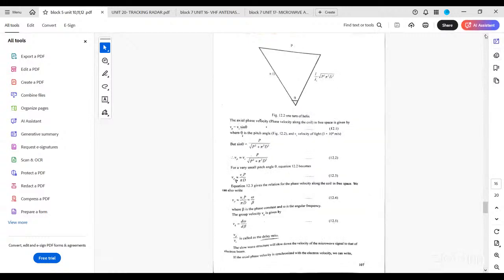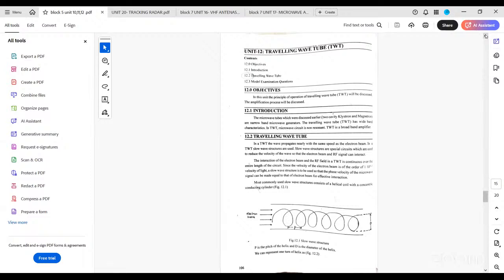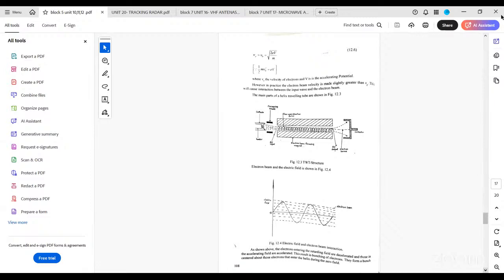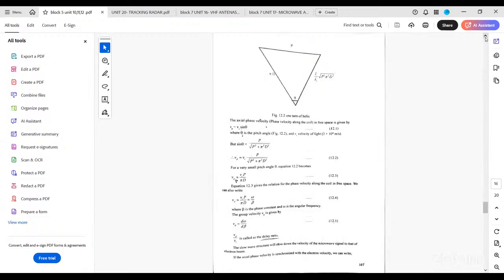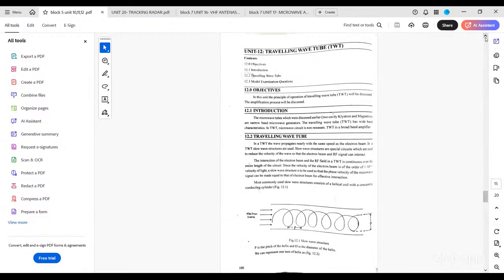Next, traveling wave tube. Page number 106, unit 12 in block 5. No need of writing the total. I will tell what are the important things here. Traveling wave tube. First, we will see the function. In function, even it is in coil shape. From the input side, I am sending an electron beam. From the top, I will send the radio frequency signal.